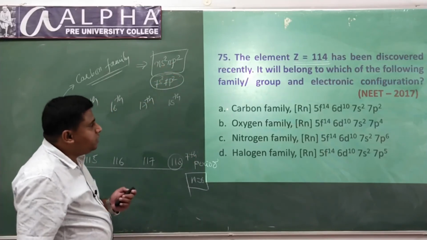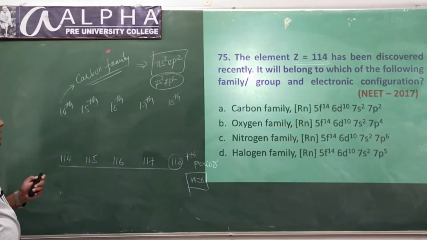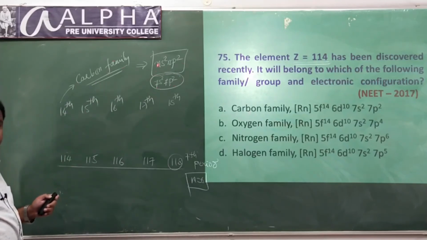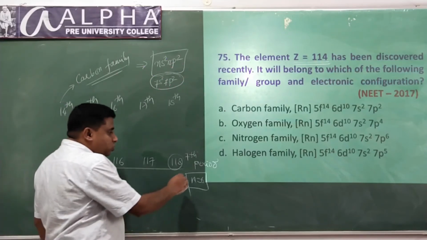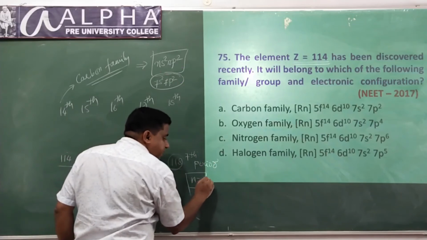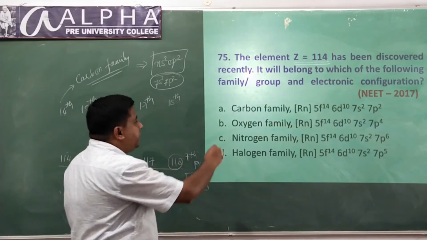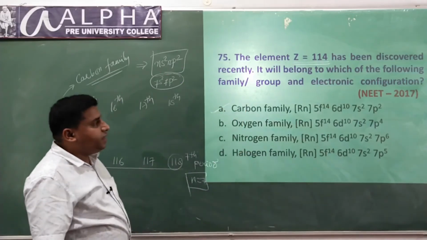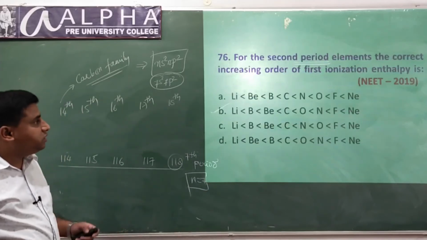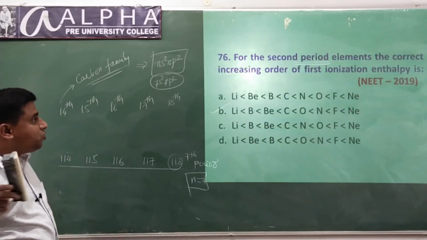So the element belongs to carbon family, no doubt in it. And what is its general outer electronic configuration? 7s2, 7p2. Why is it 7s2, 7p2? Because it belongs to 7th period. For 7th period, n value is 7. Hence, the exact answer is option A. Correct. Next. Students, 2 more questions.